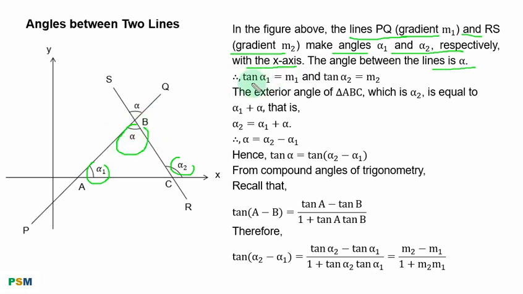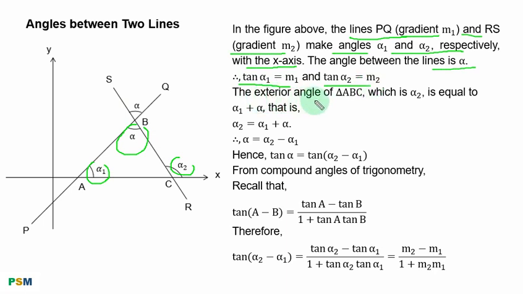Previously, we have said that the tangent of the angle a non-vertical line makes with the positive x-axis is equal to the gradient of that line. Therefore, tan alpha 1 is equal to m1 and tan alpha 2 is equal to m2.